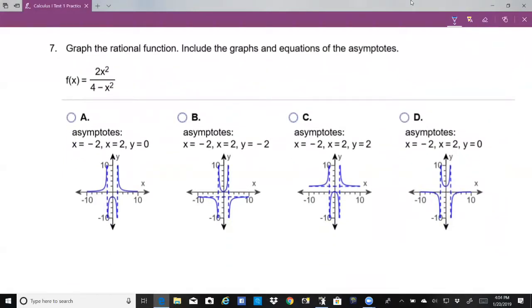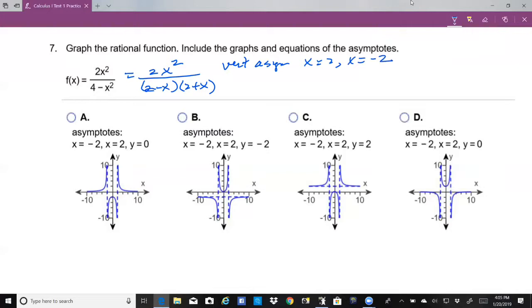Here we want to graph the rational function and include the graphs and equation of the asymptotes. So we're going to put this in our calculator, but we're going to first look at the asymptotes. Factoring the denominator, we get 2 minus x times 2 plus x. So the vertical asymptotes are x equal 2 and x equal minus 2.